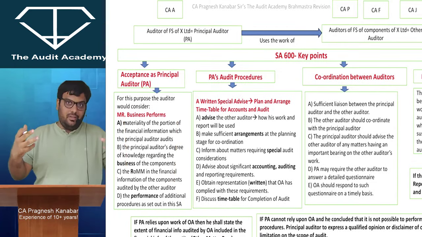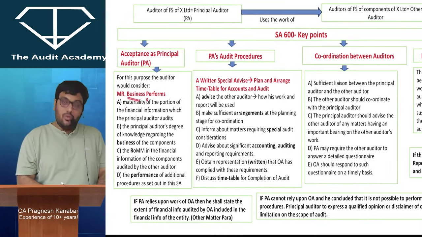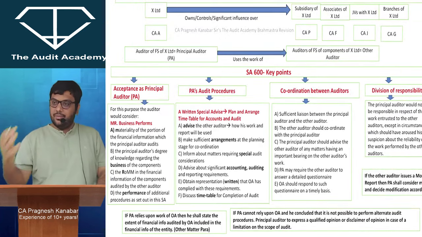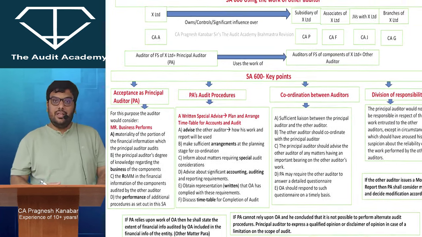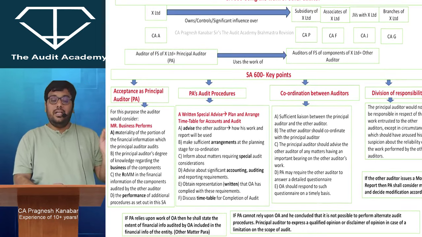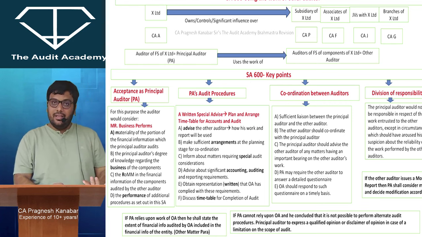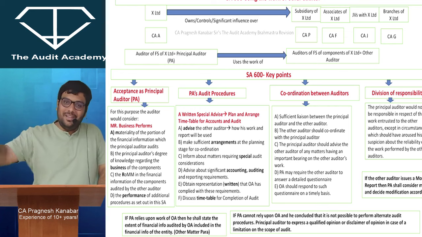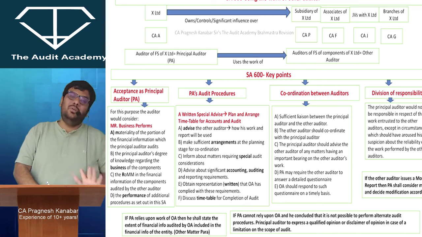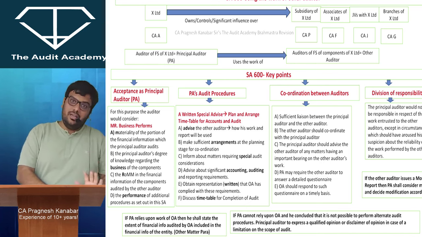All right, act like a principal auditor. For this purpose, auditor would consider, as you can see, the code word is fine. But obviously, if you're the principal auditor, imagine there are 300 subsidiaries, 400 subsidiaries and so on. You need to do a little bit of materiality analysis, because there can be some components which are immaterial. And let me tell you, you can exclude the immaterial components. That means it will be considered in consolidated financial statements, but you can exclude the coordination with those auditors, because those components are immaterial. So that is allowed under SA 600.